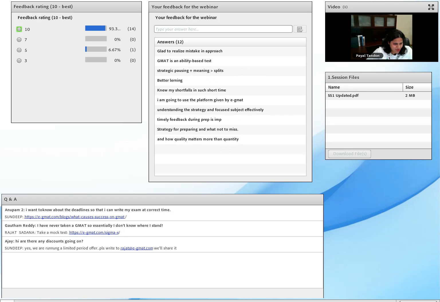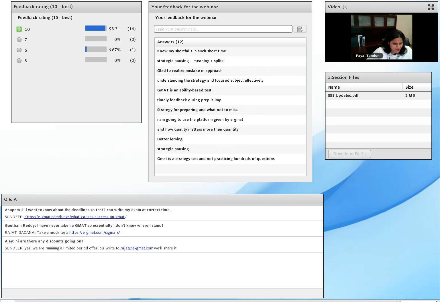Somebody, Gautam, asked me why it is termed the Sigma X mock test. It's a shortened form of Simulated Insightful GMAT Experience. Simulated because it is simulated, insightful because it offers insights that not even the official mocks offer you, and GMAT experience because it simulates the GMAT experience. So that's why Sigma X mock test.